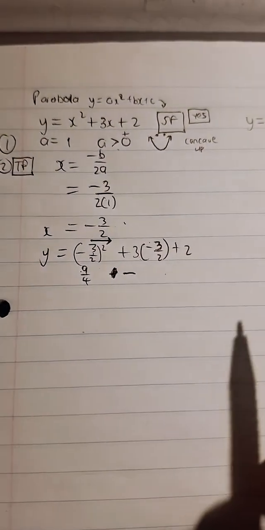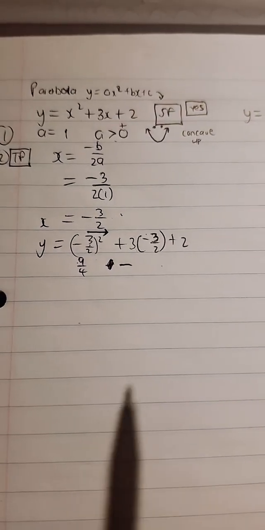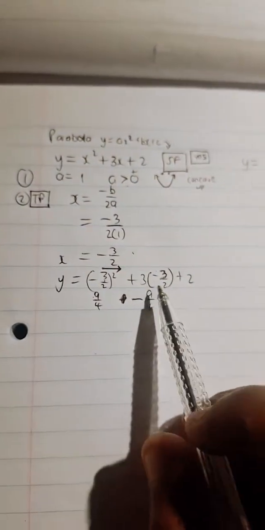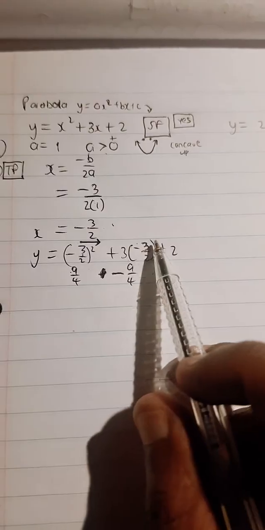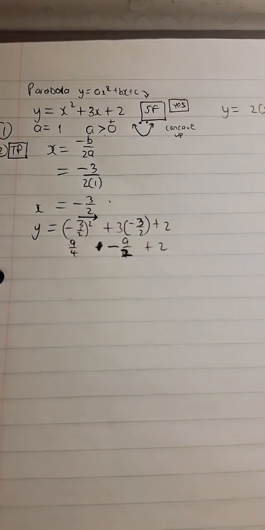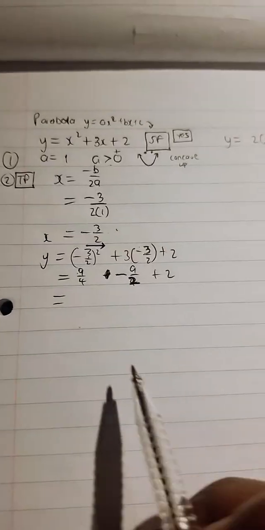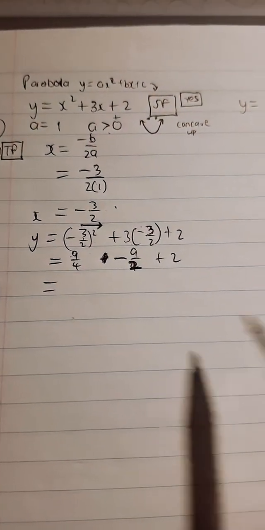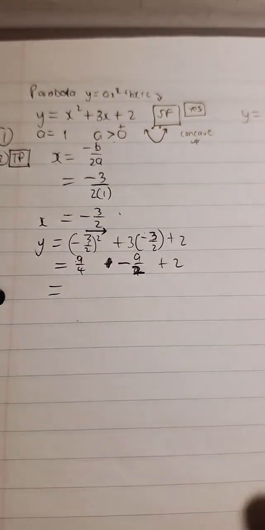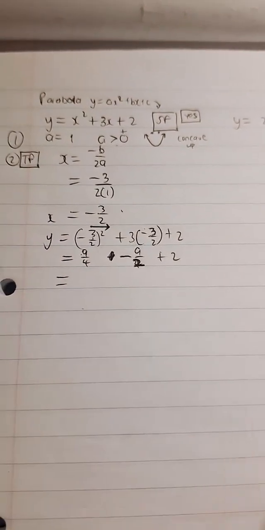Guys, very importantly, because sometimes I see people doing funny things: 3 times negative 3 over 2 is negative 9 over 2. You multiply the 3 in the numerator with the negative 3 in the numerator, you get negative 9. Sorry, it's not over 4, it's over 2. So negative 9 over 2 plus 2. Then you can put this in your calculator: 9 over 4 minus 9 over 2 plus 2. It's not necessary to do the whole LCD, you can just grab your calculator and put all of this in.